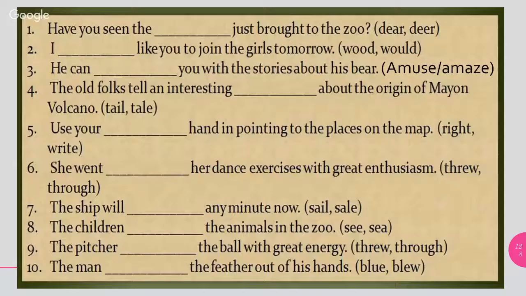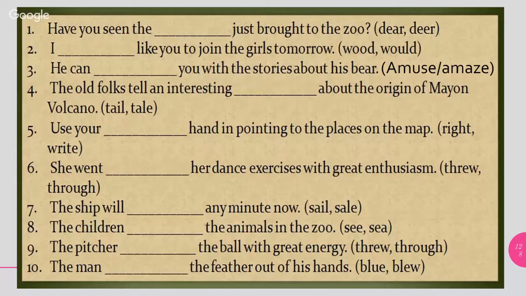Let's try to do this. Have you seen the deer just brought to the zoo? D-E-A-R, D-E-E-R. Here, animals are in the zoo. D-E-E-R is deer. So D-E-E-R is the right answer. I would like you to join the girls tomorrow. W-O-O-D, W-O-U-L-D. So here, would is an auxiliary. W-O-U-L-D is the correct answer.